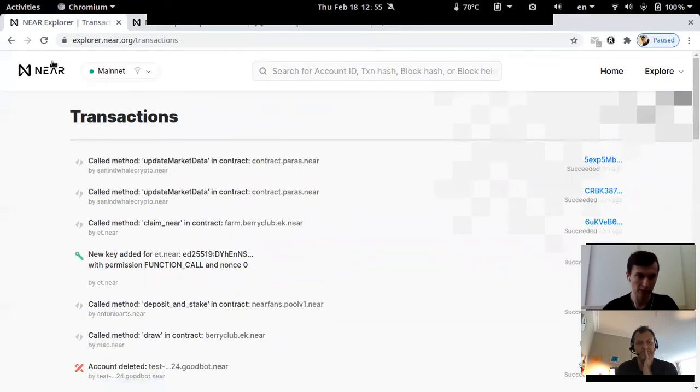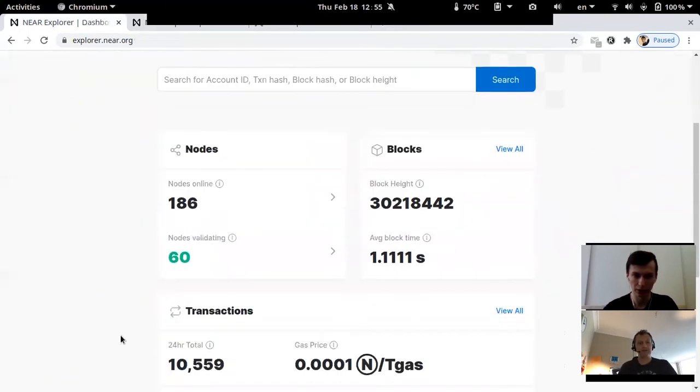So, what else? We covered transactions. I feel like we've covered quite a bit here.